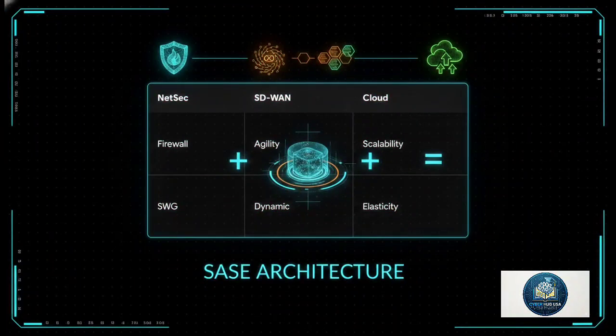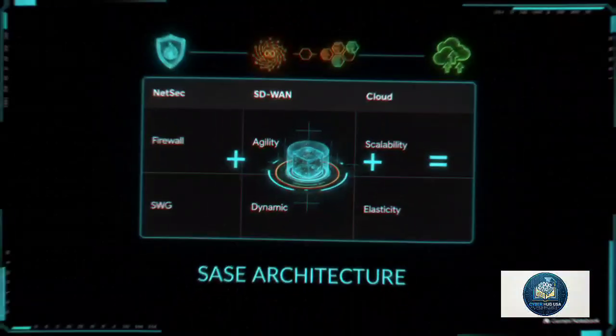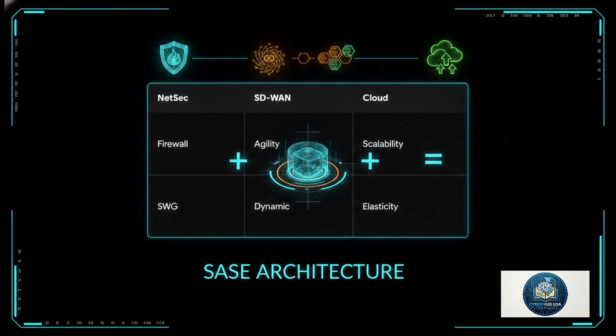Now, what's really interesting about this slide is how we can break the SASE architecture down into a very simple equation. You just take your core network security components, add a software-defined WAN for real-time digital boundary agility, and then deliver it all from the cloud for massive elasticity. That entire combination, that is SASE.